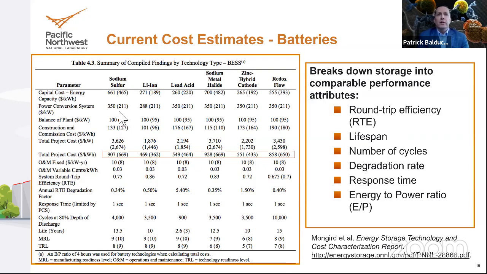So here's a shout out to one of our recent studies. You can see the citation there to the lower right, Mongard et al., this energy storage technology and cost report. We estimated the performance of 6 battery systems and 4 non-battery energy storage systems. And we split it out into those 4 components: capital costs, which is really the pack and cells, power conversion system, balance of plant, and construction and commissioning. And we show it in dollars per kilowatt for those components that are driven by power, and dollars per kilowatt hour for those that are driven by energy content.